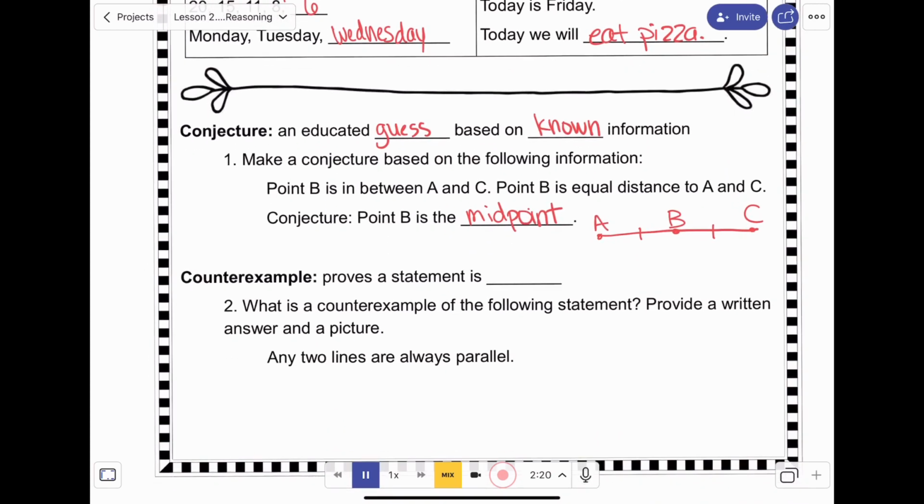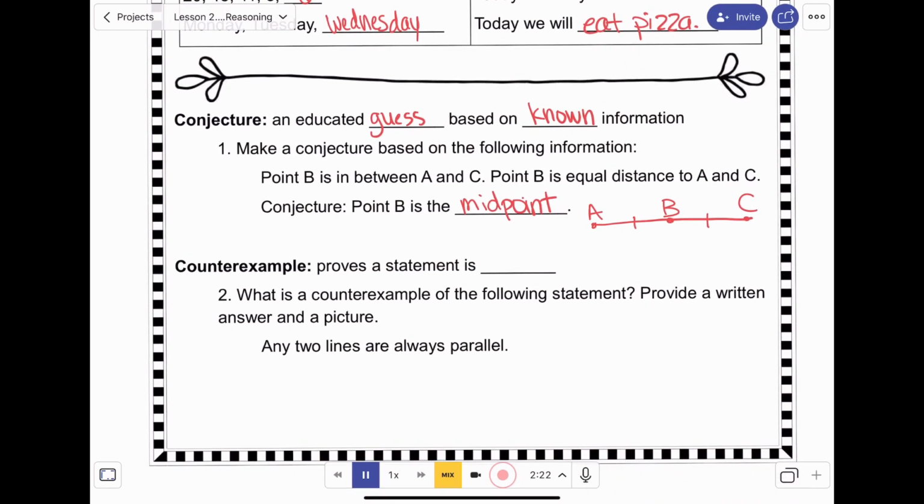Alright, our next word here is counterexample. So a counterexample proves that a statement is false. So we're proving it wrong. Number 2 says, what is a counterexample of the following statement? Provide a written answer and a picture. So the statement is, any two lines are always parallel. So we're trying to prove this wrong.